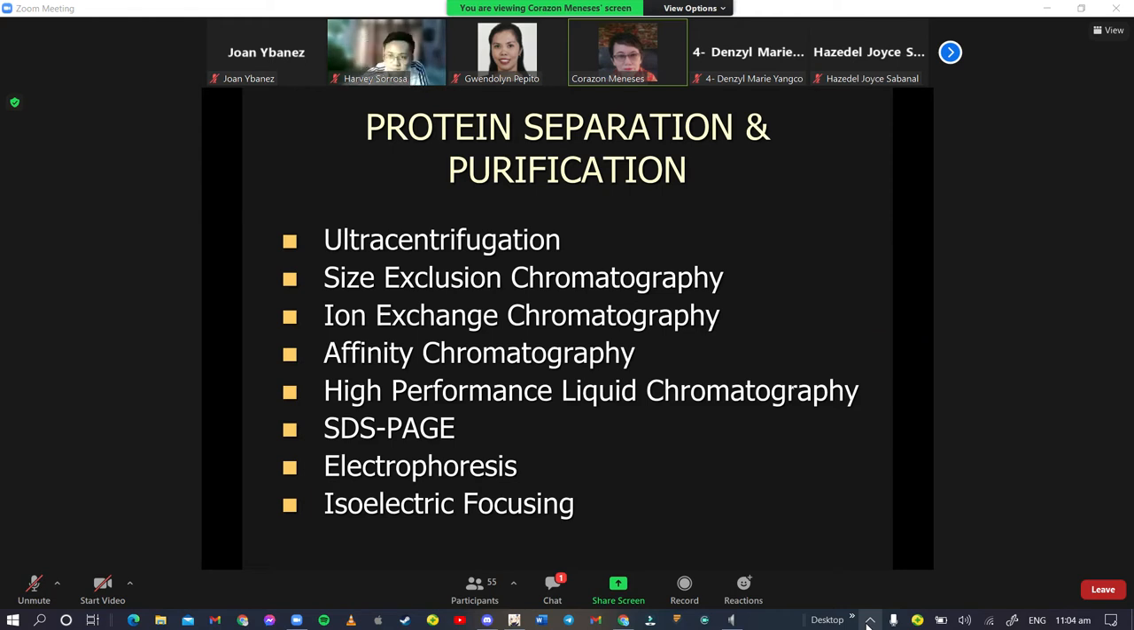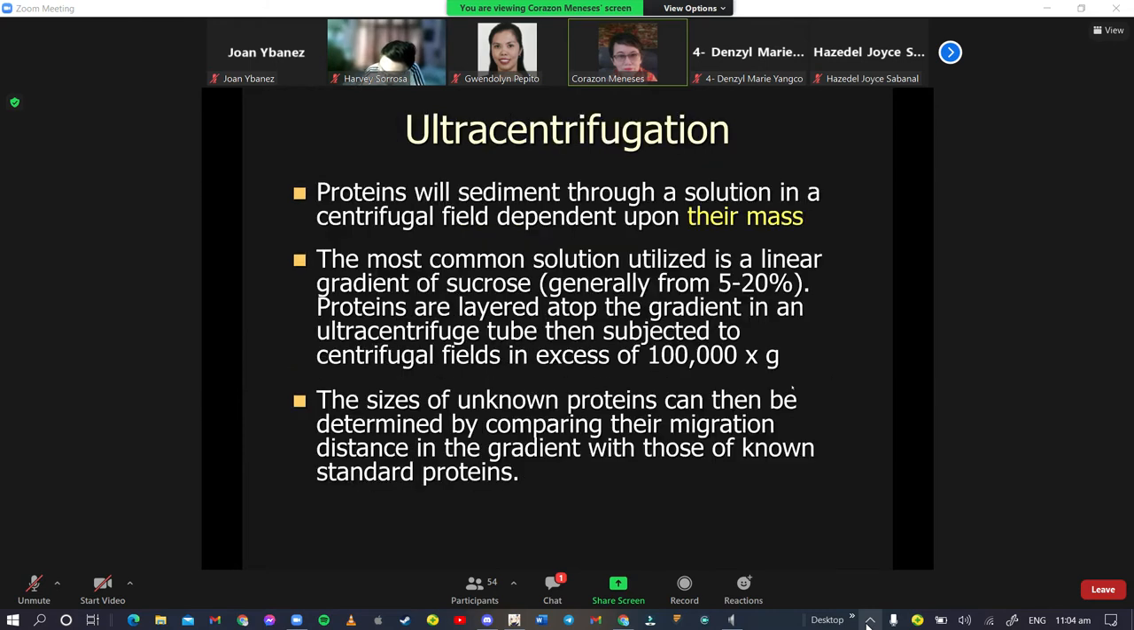Okay, then lastly is isoelectric focusing. As the name implies, it will be able to separate proteins from each other or purify the protein based on the pI value in the field. Okay, so we will go very quickly. So it says here, depending on the mass. Never mind what solution you need to put there. So it is depending on the mass.